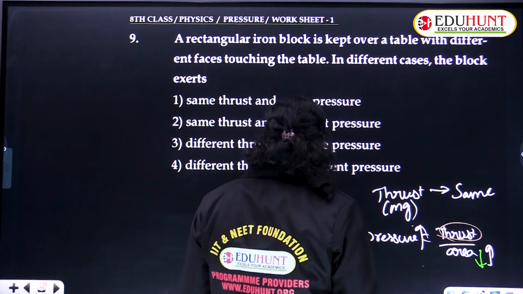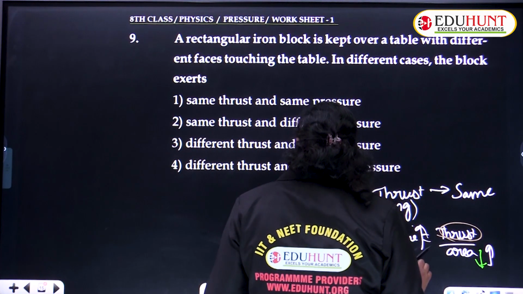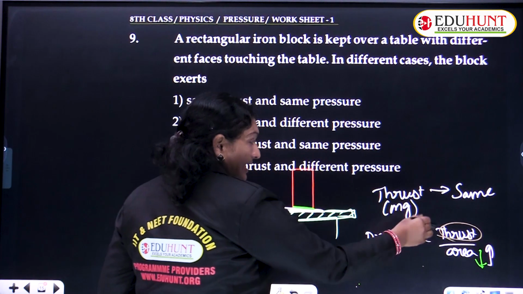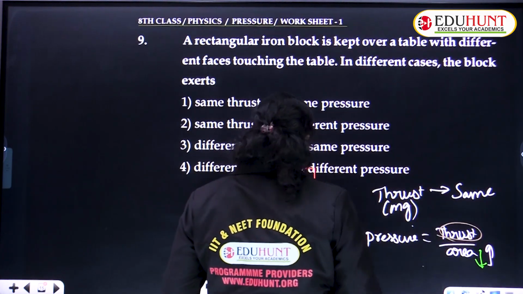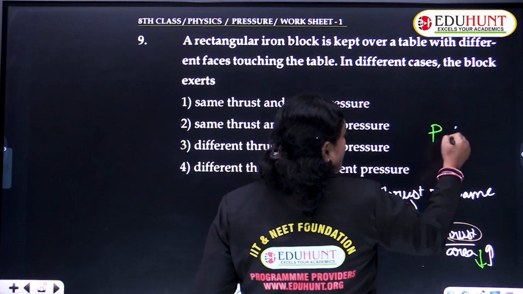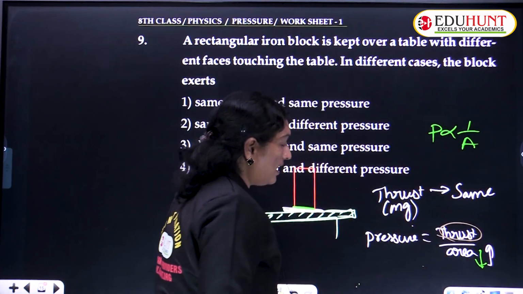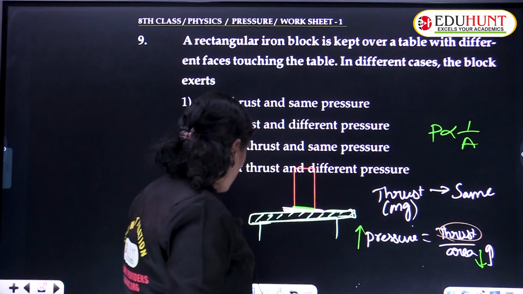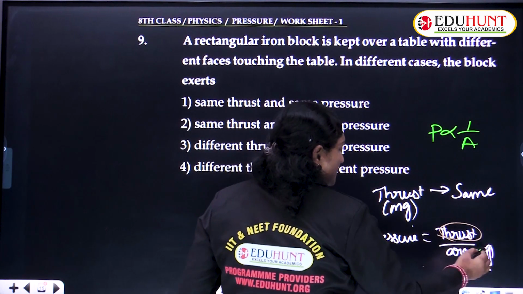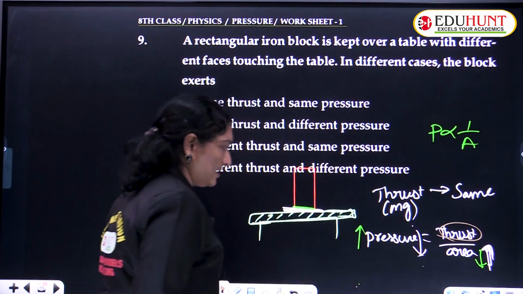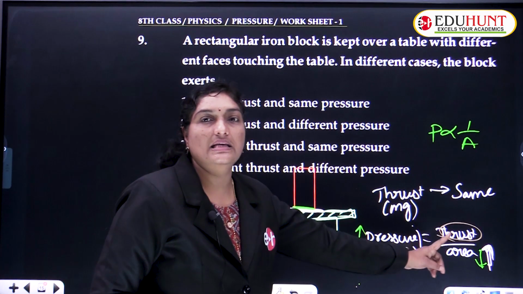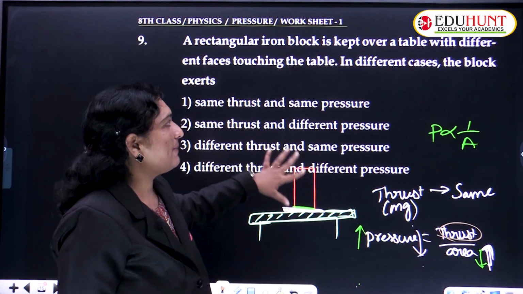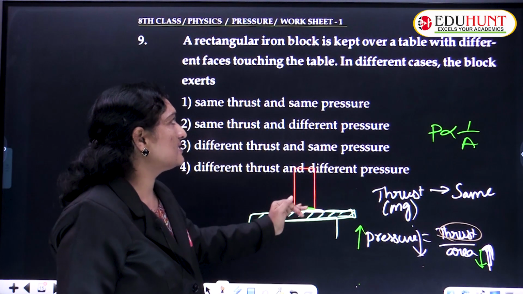Okay, sorry children, earlier. So as pressure is inversely proportional to area, the lesser the area of cross section, the larger will be the pressure. And the larger the area of cross section, as in the previous case, the lesser will be the pressure, because they are inversely proportional to each other. So a rectangular iron block is kept over a table with different surfaces touching the table.